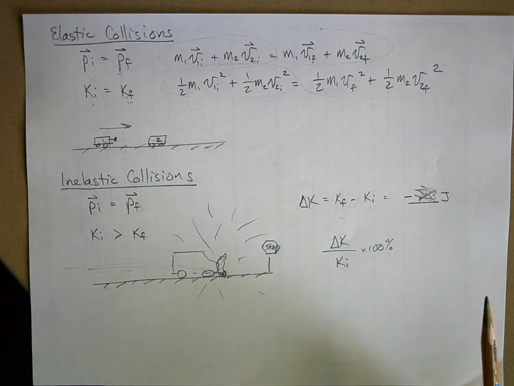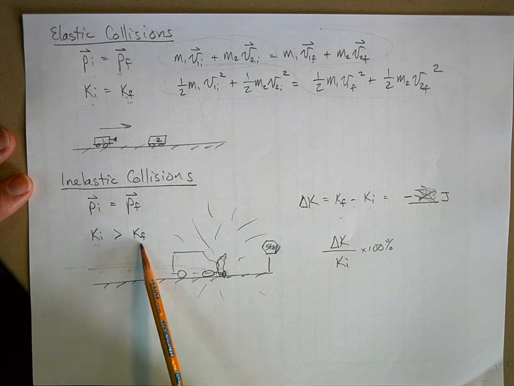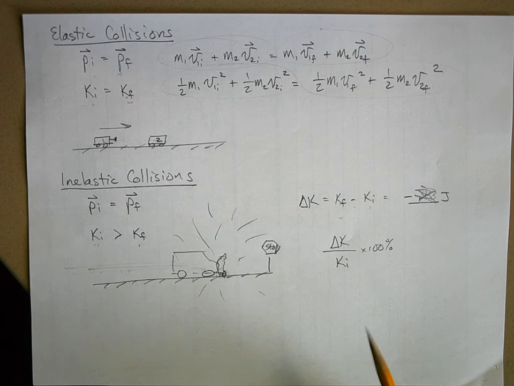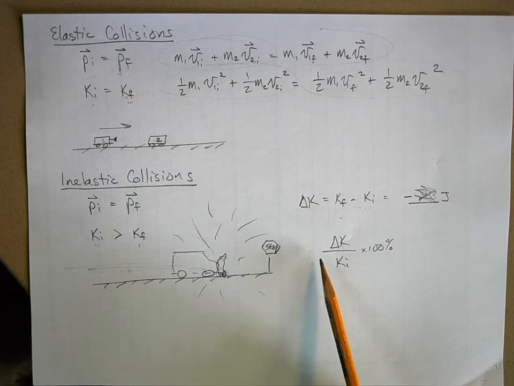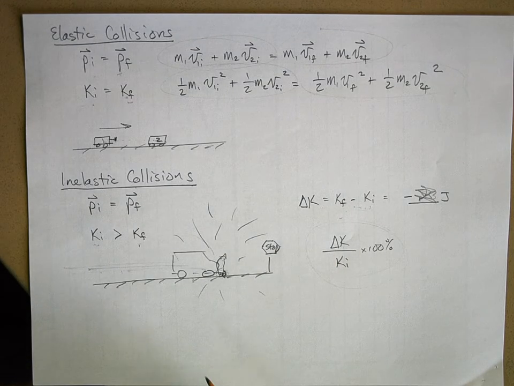But if you have an inelastic collision, your initial kinetic energy will be greater than your final kinetic energy. And therefore, you're going to lose kinetic energy to the environment. You're going to heat up the environment a little bit. And you can figure out what delta K is by using this, and then figure out the percentage of energy lost there. Any questions on elastic versus inelastic collisions?